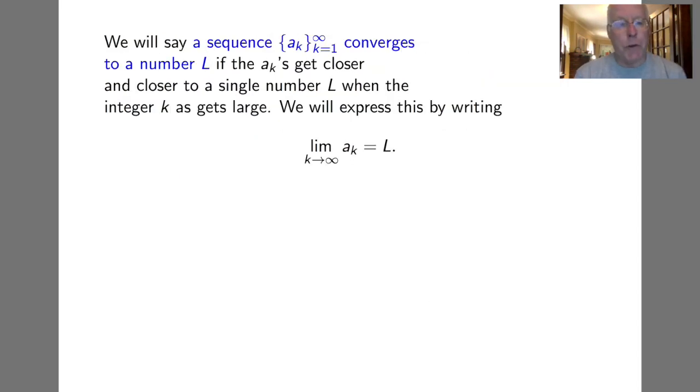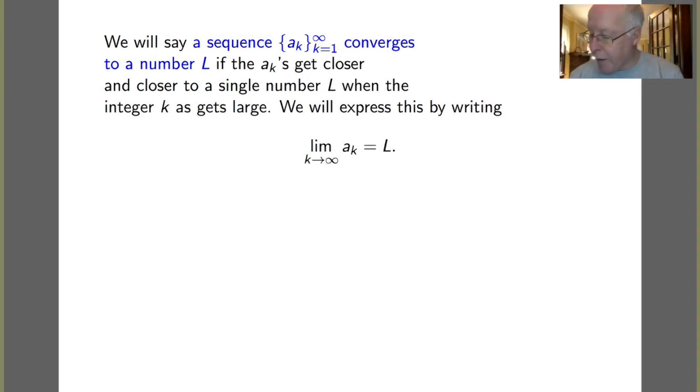Now, we're going to be very concerned with limits of sequences. We say that a sequence a sub k, k equals 1 to infinity, converges to a number L if the a_k's get closer and closer to a single number L when k gets large. K here takes on only integer values. You want to remember that. And we're going to express this limit by writing limit as k goes to infinity, a_k equals L.